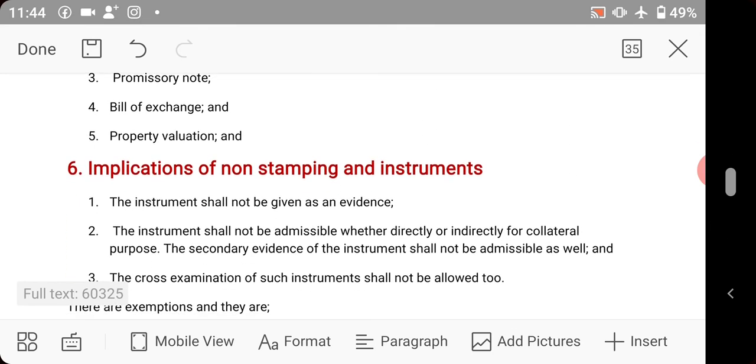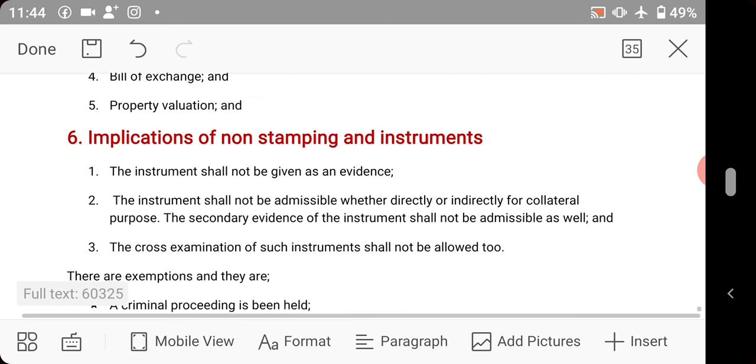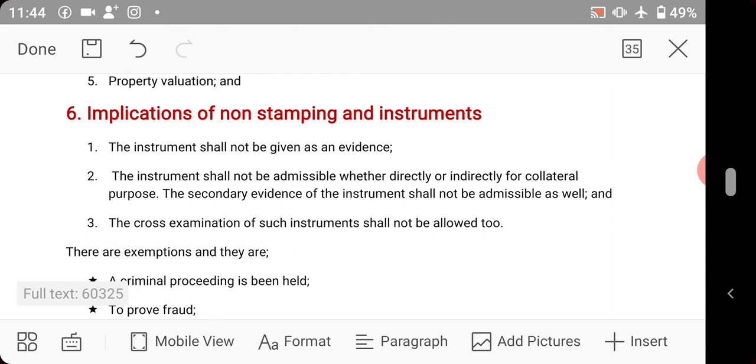So we now have the implication of non-stamping an instrument. The instrument shall not be given as evidence. The instrument shall not be admissible, whether directly or indirectly. Now, any instrument that is under stamp duty and you fail to stamp it, these are the implications. One, it shall not serve as evidence. Two, it shall not be admissible as secondary evidence. Three, it shall not be subjected to cross-examination. This one is actually done by those in court.